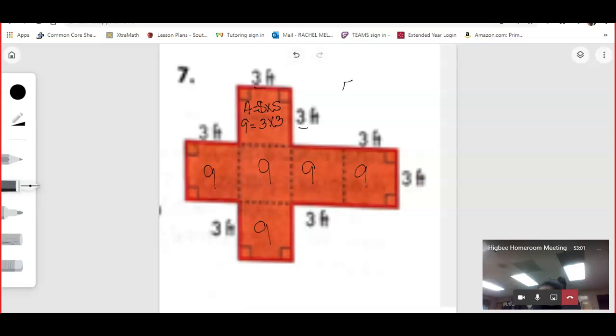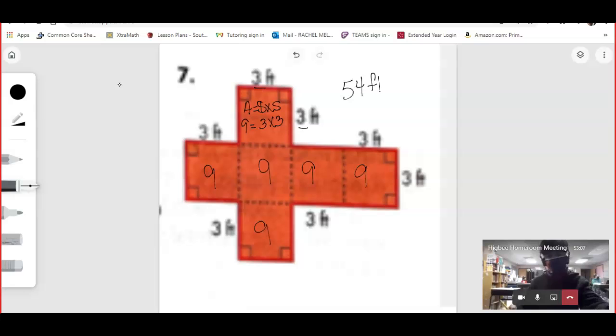54. So 54 what? What's my unit of measure? 54 feet squared. Okay. Easy. All right. Any questions on that? No? Okay.